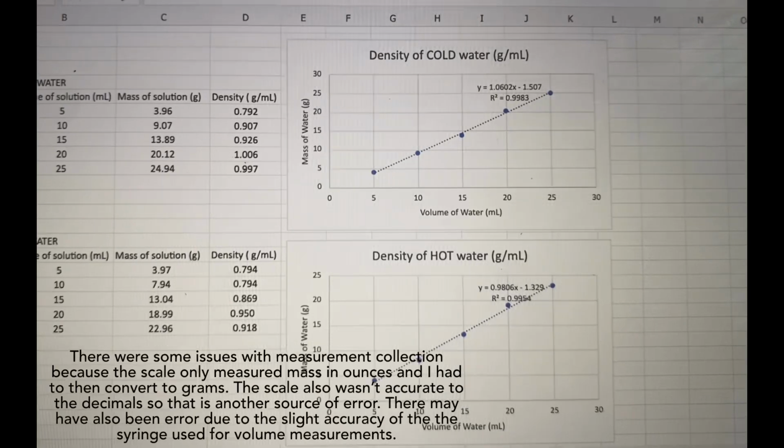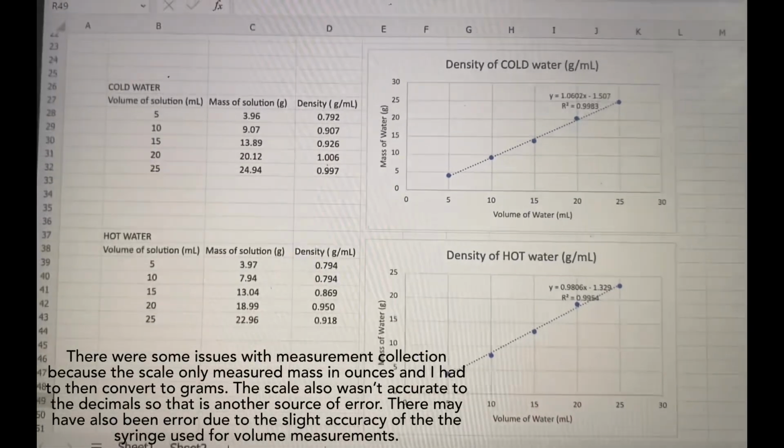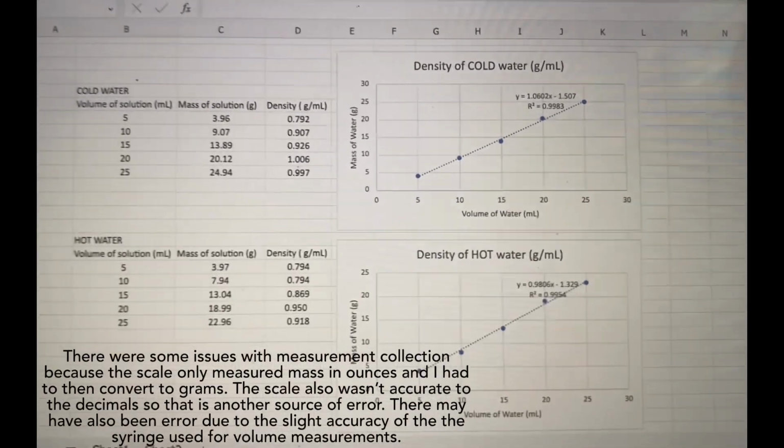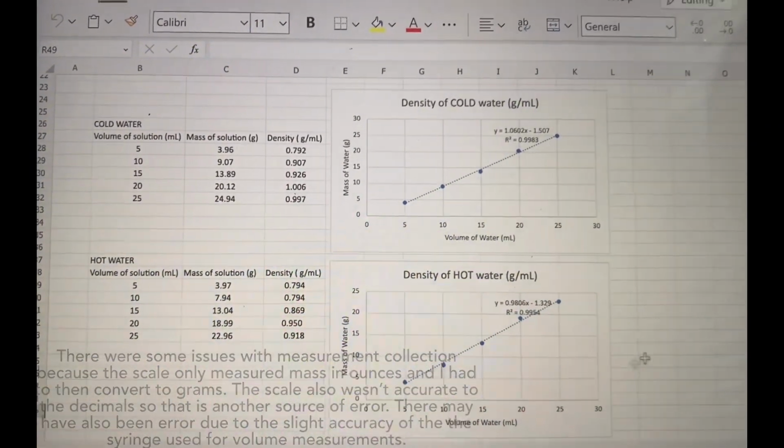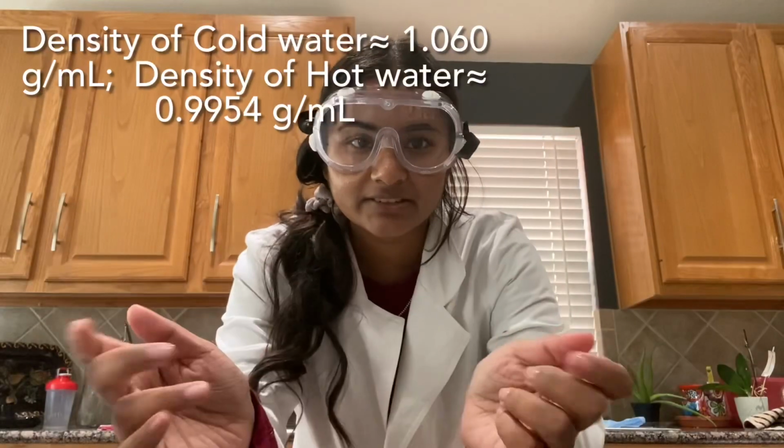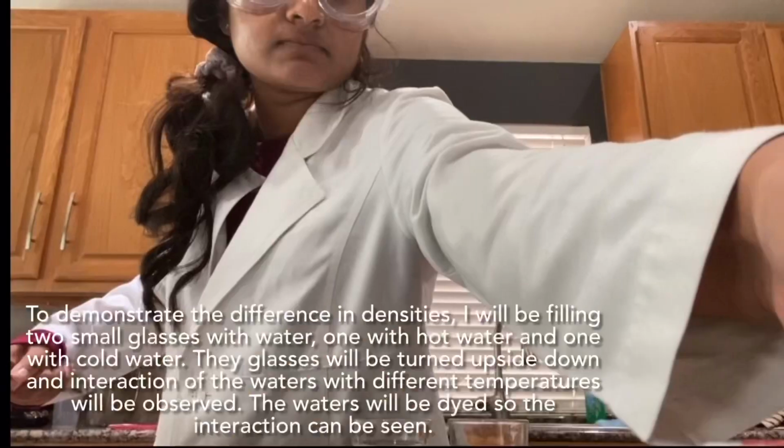These are the tables with the densities calculated. The mass was converted from ounces to grams before doing the calculations. And here are the graphs for the cold water and hot water of the densities. The cold water has a greater density than the hot water.